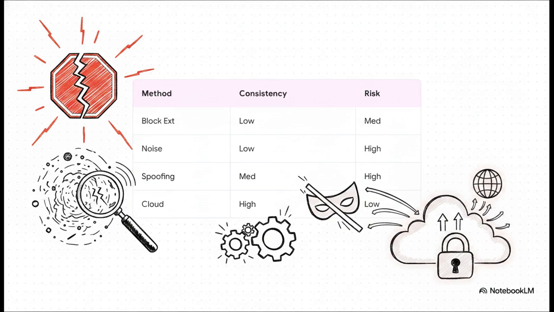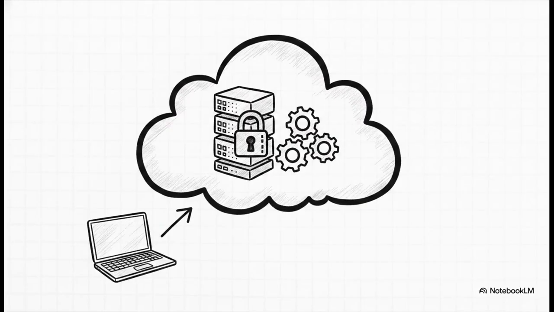Well, looking at this comparison from the guide, the problem with traditional methods becomes pretty glaring. If you just flat out block the renderer extension, that in itself is a giant red flag, creating medium detection risk. Injecting random noise into the canvas hash, that causes consistency issues and high detection risk. Even string spoofing fails due to the hardware mismatches we just talked about. The guide argues that the only approach right now with high consistency and low detection risk is utilizing a cloud anti-detect browser.